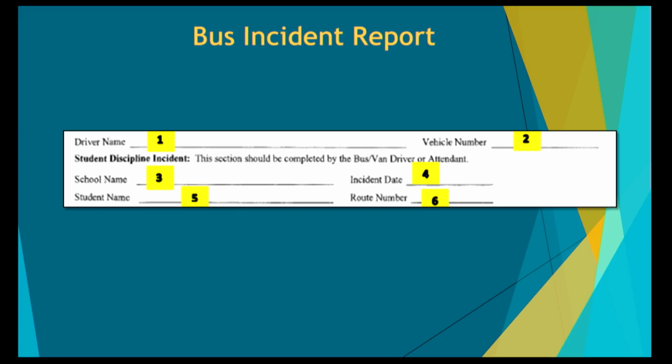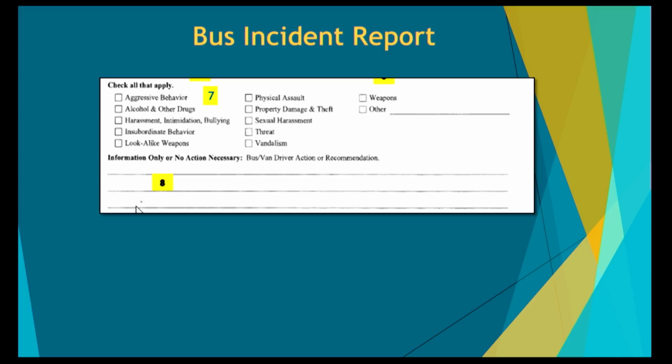Number 5, student name. If a student will not give you their name, have a school staff member or a supervisor meet your bus to assist you. Number 6, route number is the route the student is assigned. Number 7, check all that apply is the start of the documentation of the student's behavior. If more than one student is involved, a bus incident form must be completed for each student.